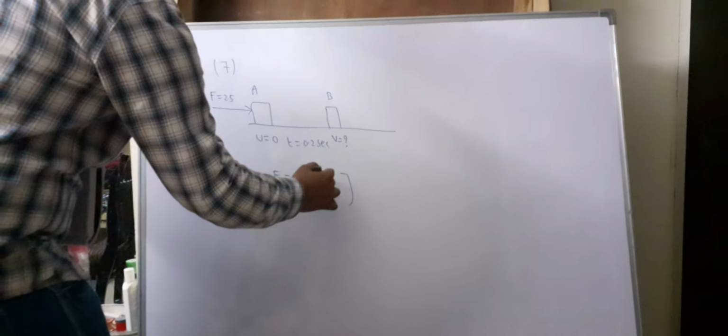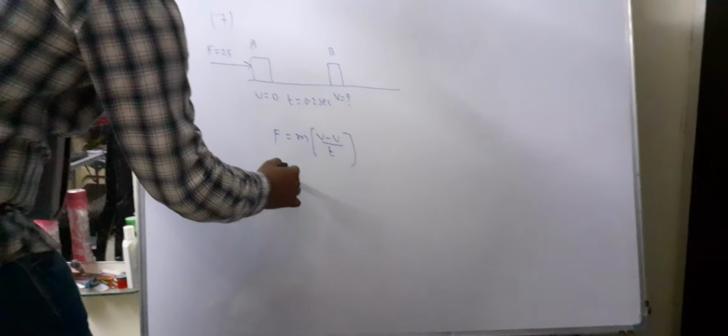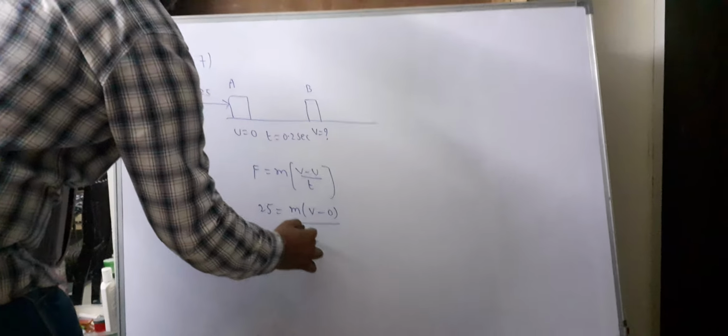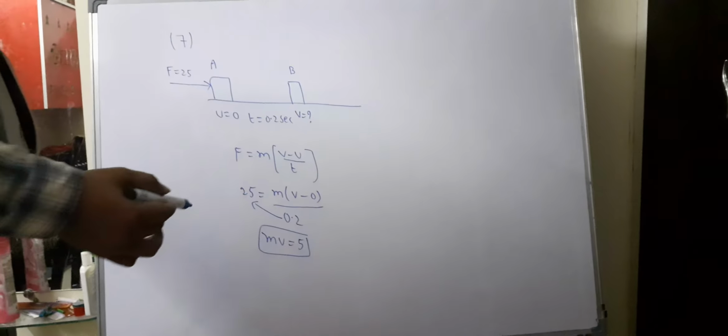Here, F equals ma. But according to the data, we write the kinematic first equation, a equals (V minus U) by T. Here, F value is 25, M is unknown, V is unknown, U is 0, T value is 0.2. Finally, MV value is 25 into 0.2. Finally, we write 5. Look here.